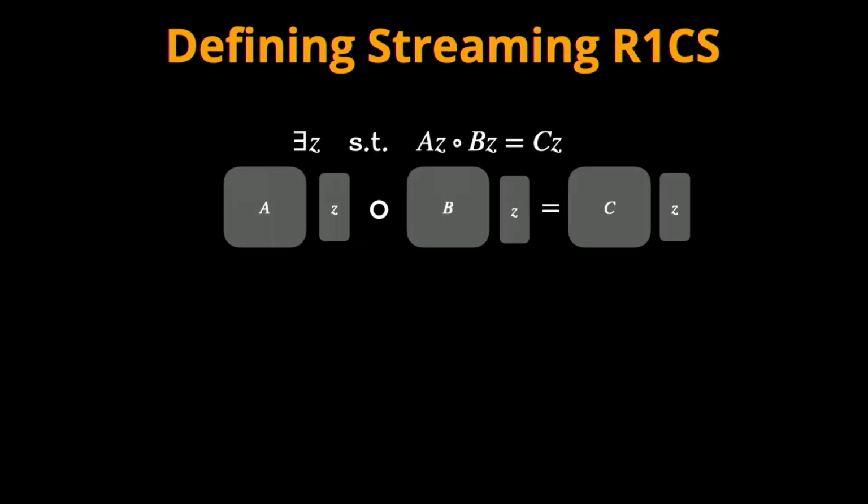Our theorem is for R1CS. So this is a matrix relation where the prover is trying to prove that there exists this vector Z that satisfies this matrix vector product. The circle here is the Hadamard product. And it's one of the most used forms for expressing circuits. But there is really nothing that I think would block it from applying to other forms of arithmetization like Plonk.